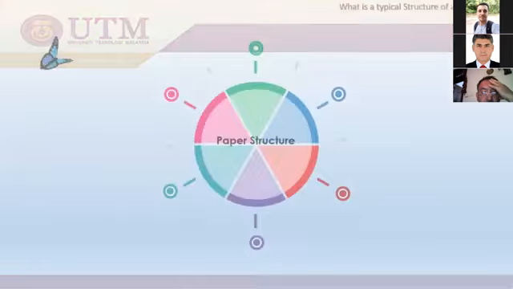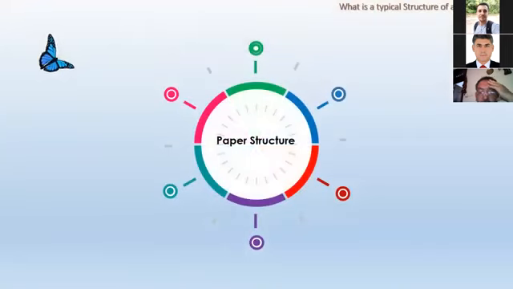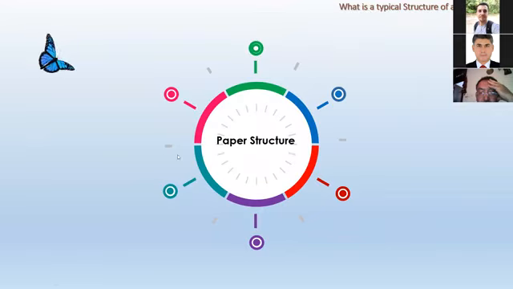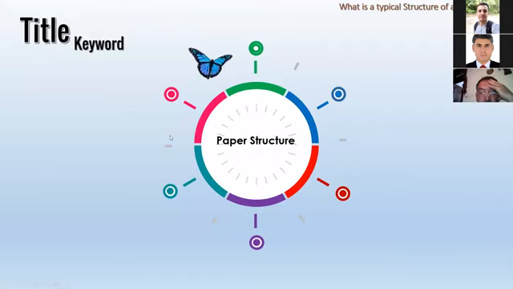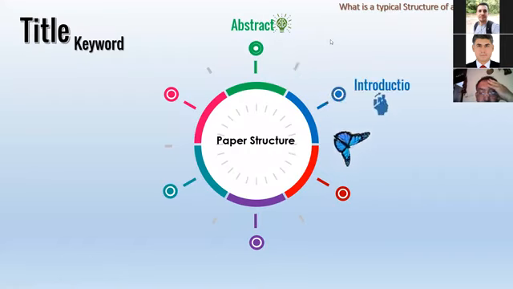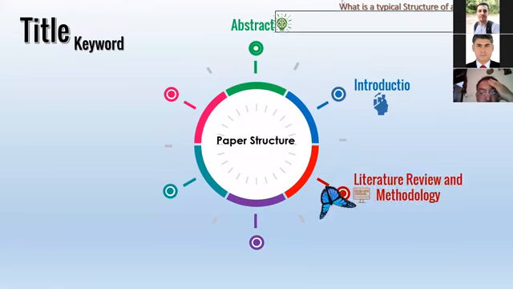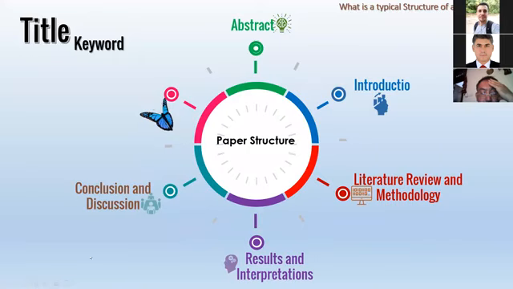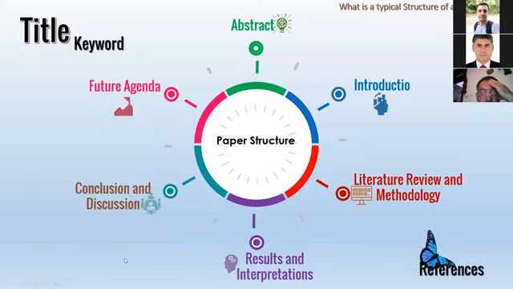Let us together understand more about this. The first is the title. We have keywords. After the title, we have the abstract. After the abstract, we have the introduction, and then we have the literature review and methodology, or sometimes we say method. Then we have the result and discussion, and we have the conclusion, and we have a future agenda.